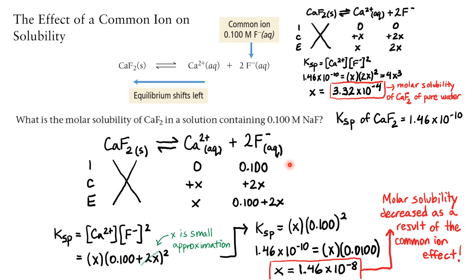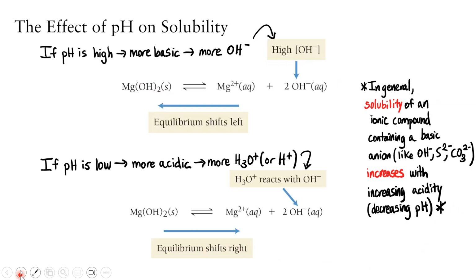So that's the big take-home message here, right? Whenever you have a common ion present in a solution that you're trying to dissolve an ionic compound in, it's going to drive the equilibrium to the left, which means it's going to decrease the molar solubility as a result of that common ion, okay? Hopefully that makes sense. Let's keep going here.